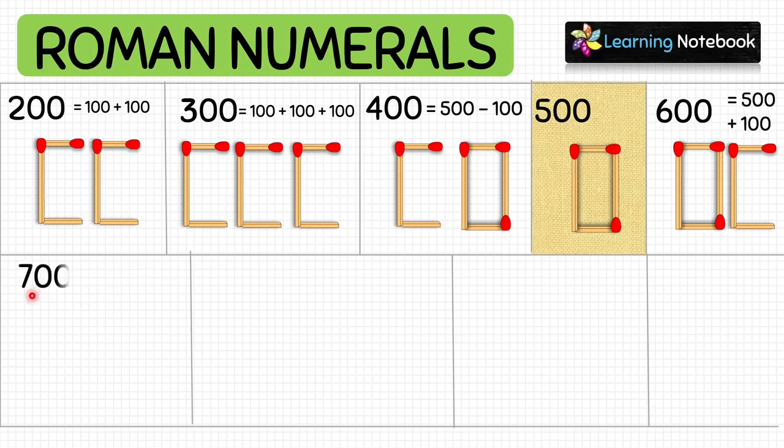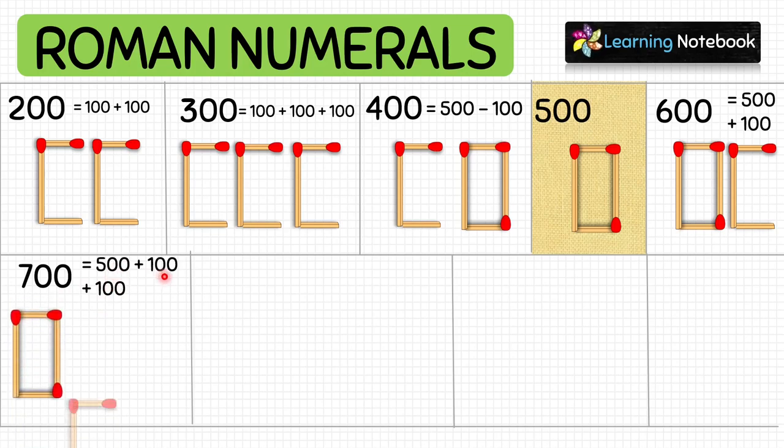Next, 700, which can be written as 500 plus 100 plus 100. So let's paste letter D and then 2C. So DCC is the Roman numeral for 700.